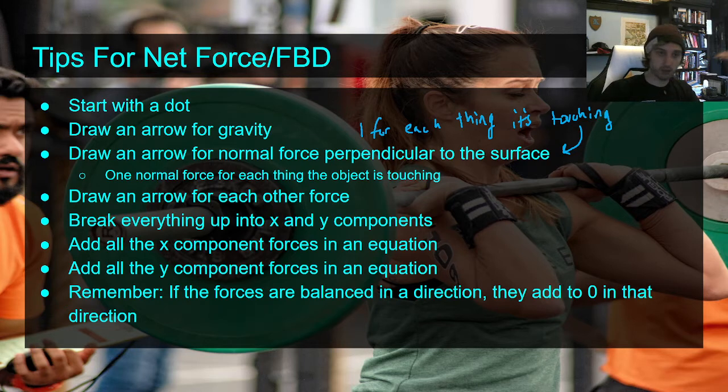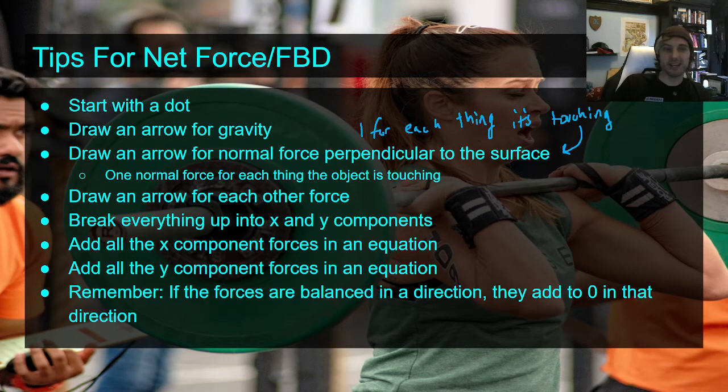The other big one is that you just want to draw an arrow for each other thing that's touching it. If something's not touching it and it's not using gravity, don't draw an arrow for force. You, by and large, will not be able to put a force on something unless you're directly touching it. Once you've done that, break everything up into x and y components. Add up all your x components. That'll be your net force in the x direction. Add up all your y components. That'll be the net force in the y direction. Keep those two things separate, but have both of them.